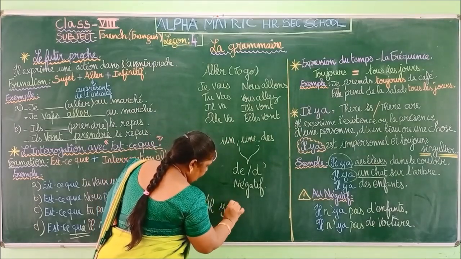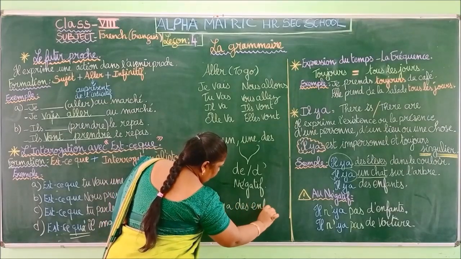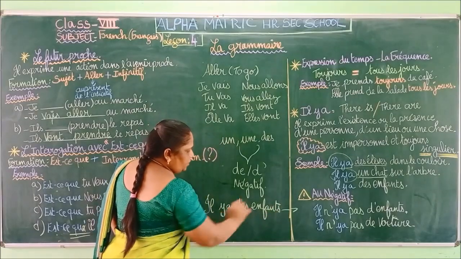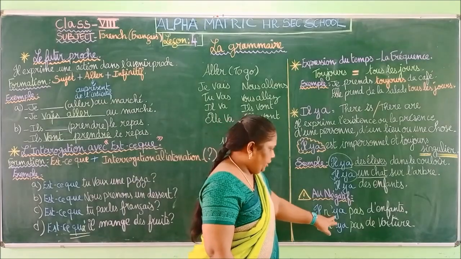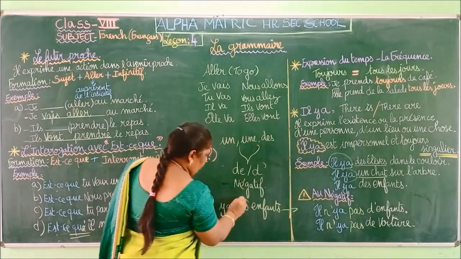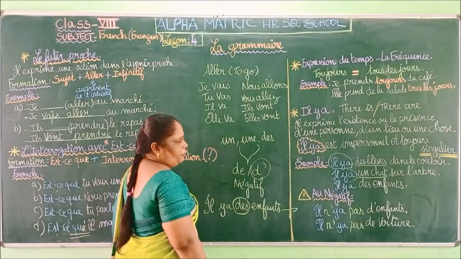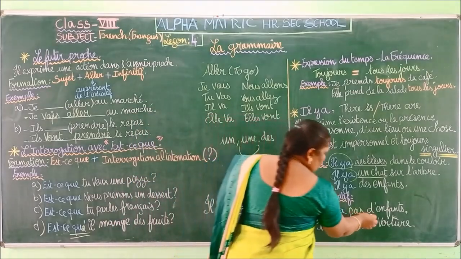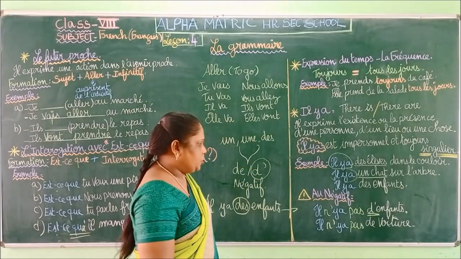Il y a des enfants. Okay. So they have changed this sentence, il y a des enfants, into il n'y a pas d'enfants. So "des" changed into "d'" in a negative form. So you can see they have changed the "des" into "d'".